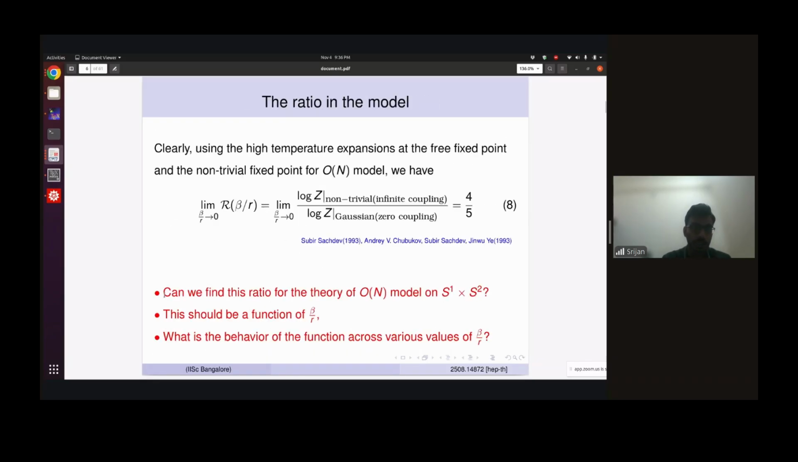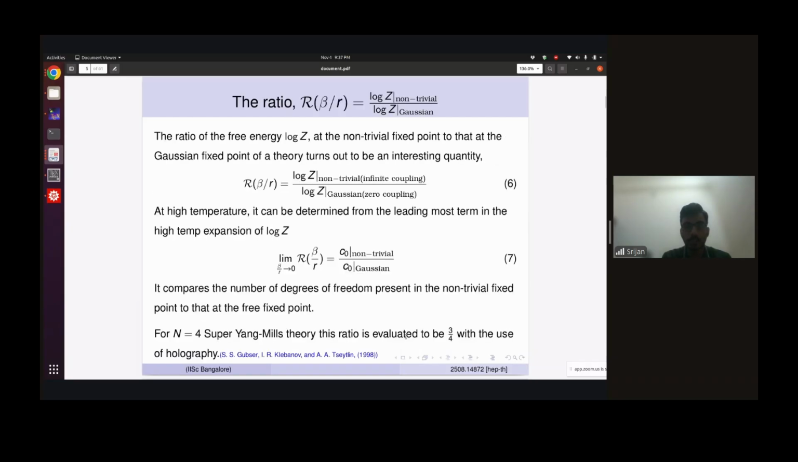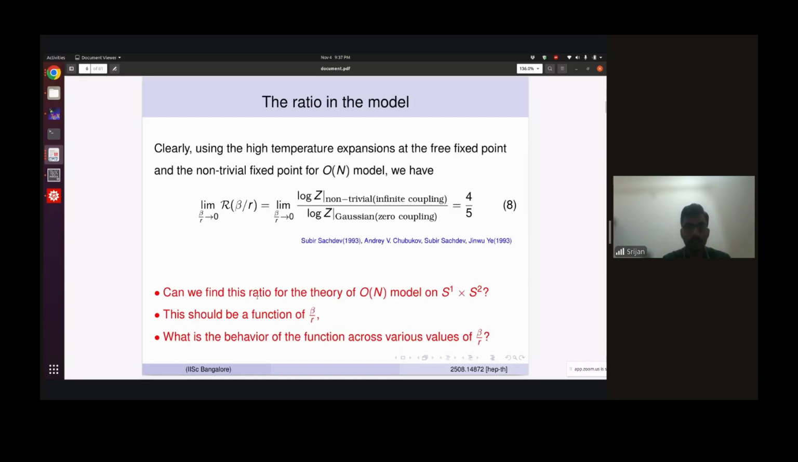So now let me pose the question which we are going to answer in this talk. Can we find this ratio for the theory of Wayne model on S1 times S2, right? In this case, we are taking the strict high temperature limit, so we are almost going to the limit where it is S1 times R2, where just the leading most term is considered and all the rest of the terms are neglected. So now the question is, can we find this ratio as a function of beta by r, and how does this function behave across various values of beta by r, for arbitrary value of beta by r?